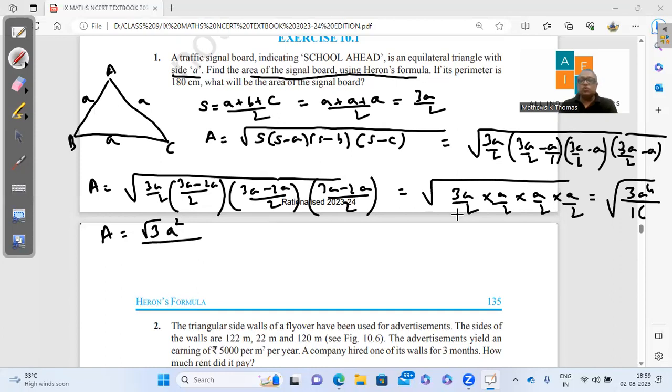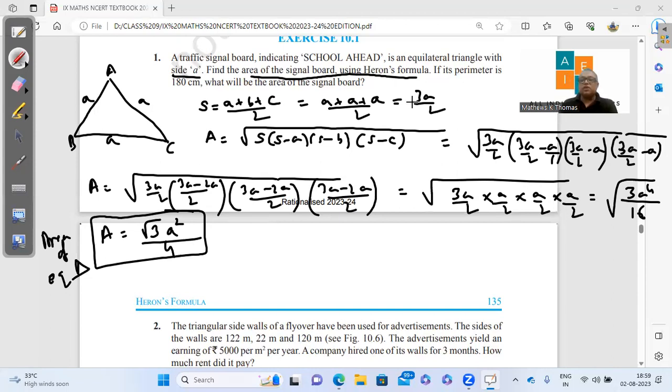So A square, and root 16 is here. Root 16 will be 4. So area of this equilateral triangle will be root 3 A square by 4. So this is also a formula which you can remember, that area of an equilateral triangle can be found by using this formula root 3 A square by 4.